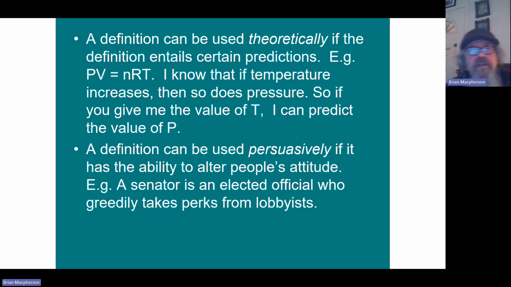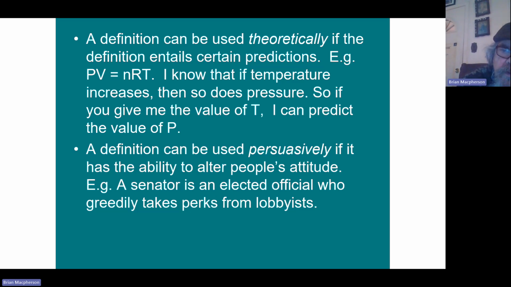The thing about these definitions is that they allow you to make predictions. So let's say you're doing a chemistry problem, and they say the pressure of this gas is X, and the temperature is Y. Then given the pressure and the temperature, I can then predict what the volume will be, right? So the purpose of theoretical definitions is to enable me to make predictions. For example, if you can give me a value of T, I can predict the value of P. For example, we know that temperature and pressure are directly proportional. So if you increase the temperature, then you increase the pressure.